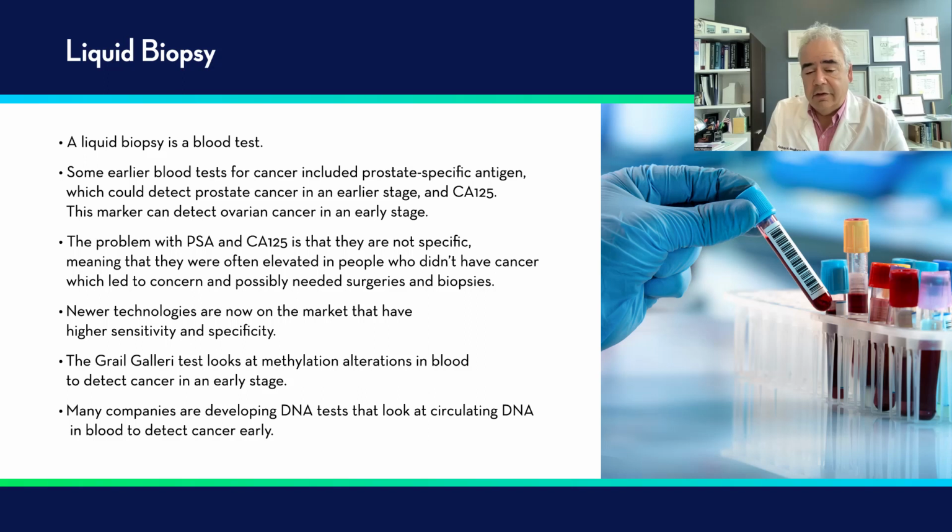Examples are things such as the Grail-Gallery test, which looks at methylation alterations in blood to detect cancer at an earlier stage. And there are many other companies that have developed DNA tests looking at circulating DNA in blood to detect early cancers. Now, methylation is a change that occurs in cancer cells often before they become invasive. So being able to detect these at an early stage can offer the opportunity to do the earlier interventions. Some investigations have shown that looking at the methylation pattern may also uncover where the primary cancer might be, for example, localizing it to the prostate gland, pancreas, colon, etc.